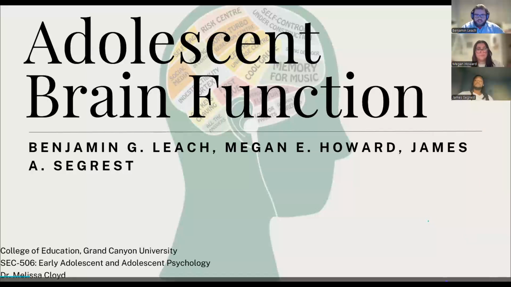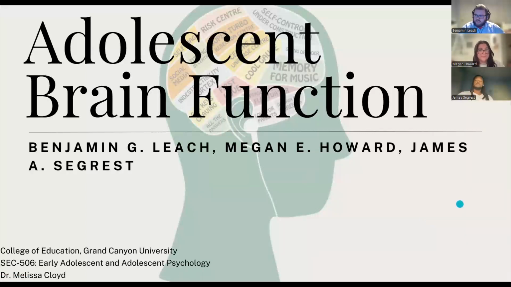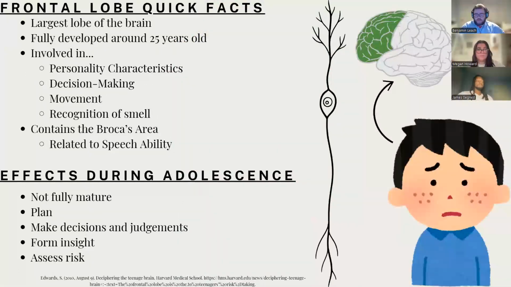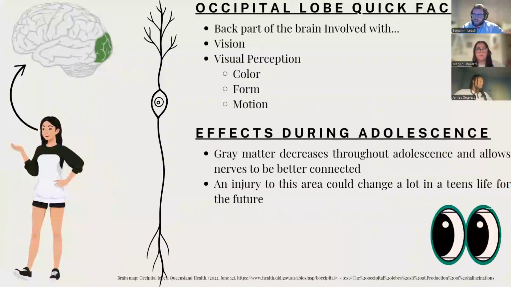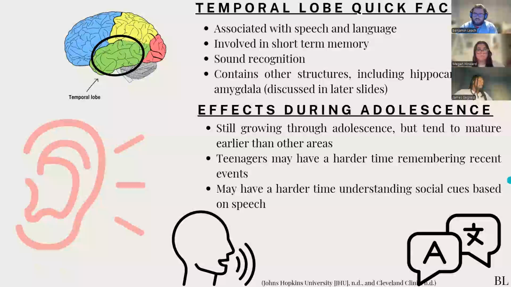and we move quickly into the different parts of the brain, starting with the frontal lobe. Obviously, it takes the longest time to develop of the parts of the brain, involved in decision making and characteristics of your personality. Moving on into the parietal lobe, which helps with spatial relationships and pain in the body, and then into the occipital lobe with vision, and the temporal lobe with speech, language, and a little bit of short-term memory.